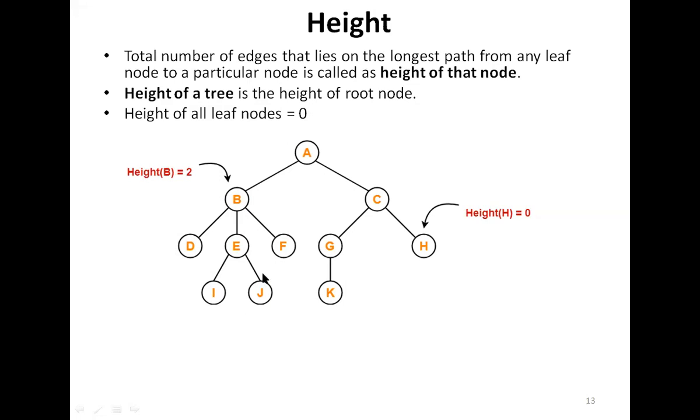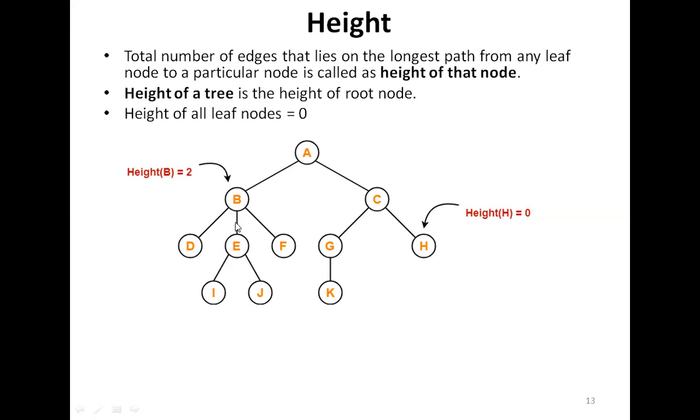2 edges. Okay. So you take this path. This is one edge, and the other is another edge. So the height of this node B is 2. And you also take this path B, E, I. This is one edge, this is another edge. So both paths have the same number of edges, so you take any one. And this path's number of edges is only one, and this path's number of edges is only one.